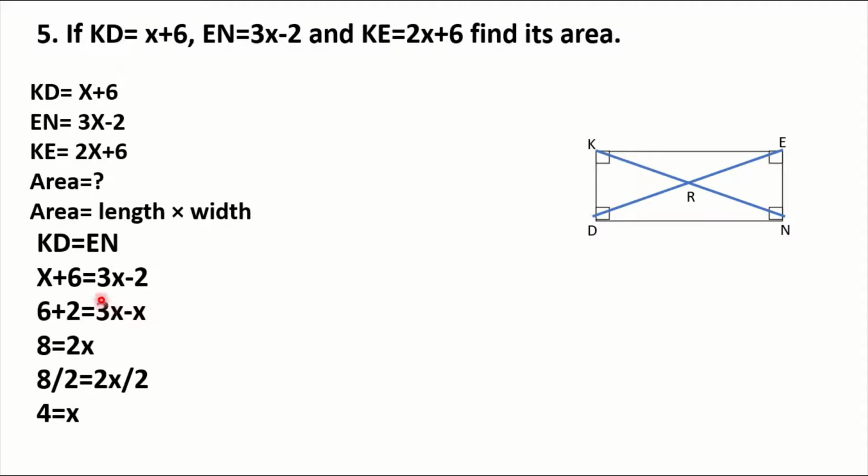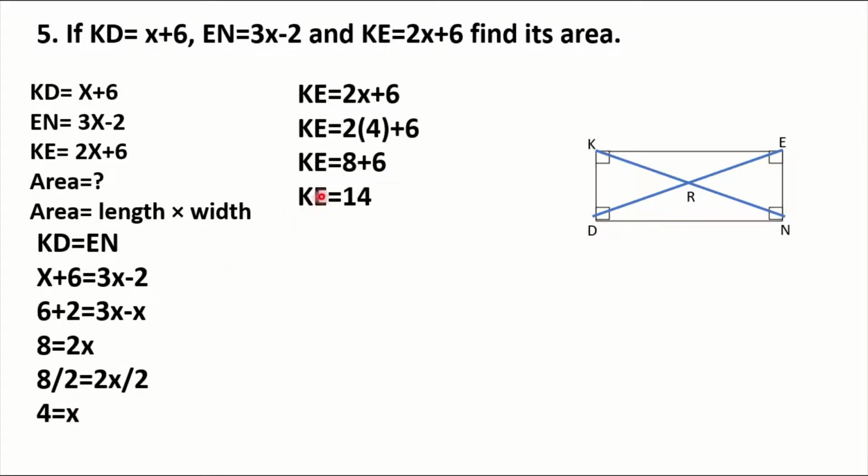Nilipat ko yung negative 2 sa left side, tapos yung x naman, nilipat ko sa right side. So, this will become 3x minus x is equal to 2 plus 6. 3 minus 1 is 2, and 6 plus 2 is 8. Since meron pa tayong value ng x na mas mataas sa 1, i-divide natin siya by itself. So, 2x divided by 2 and 8 divided by 2. The answer will be 4. So, the value of x is 4.